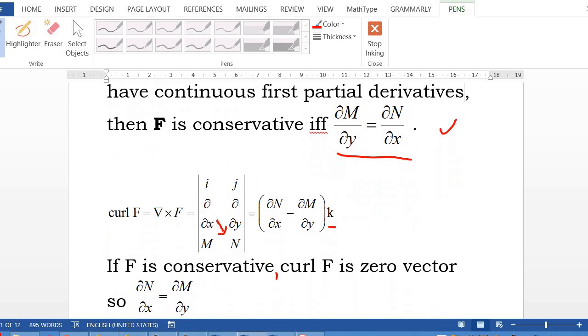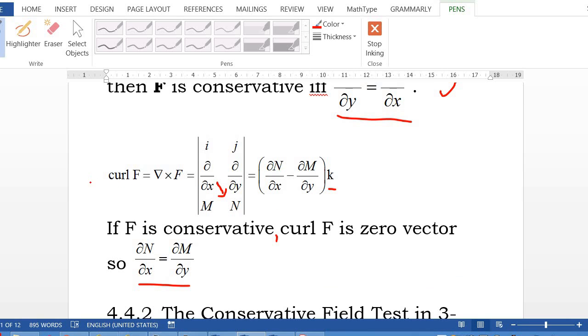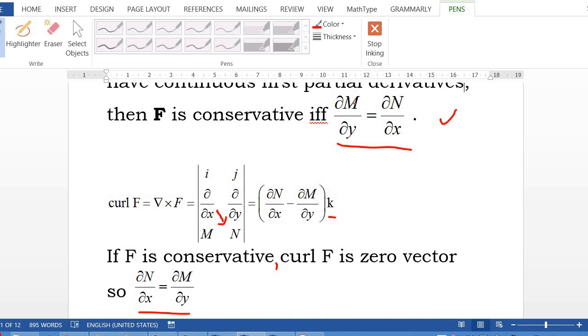Hence, it will be easier if you use the curl of F. Curl of F is actually del cross F, where del is a differential operator. If your F is a 2D vector, two dimensions, hence the del is a 2-dimensional differential vector, which is ∂/∂x i plus ∂/∂y j. So we cross with your vector F consisting of M i and N j, and this is the determinant of a 2x2 matrix. Hence the k component is taking the main diagonal, ∂/∂x N minus ∂/∂y M. If F is conservative, then curl of F is the 0 vector. Hence, ∂N/∂x equal to ∂M/∂y. That's what is given here: ∂N/∂x equal to ∂M/∂y.